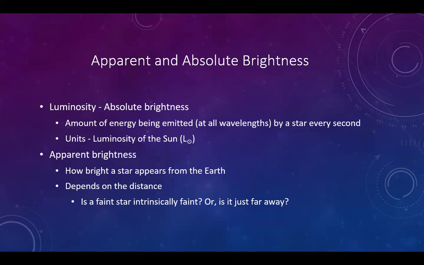And the standard unit we use, because no one wants to deal with 10 to the 30 watts or whatever it is, we just compare it to the sun. So the standard unit is the luminosity of the sun. Now, apparent brightness is how bright a star appears from Earth. This depends on the distance. So is a star that we see as faint intrinsically faint? Is it actually a dim star? Or is it a bright star very far away? That's the question you have to ask.